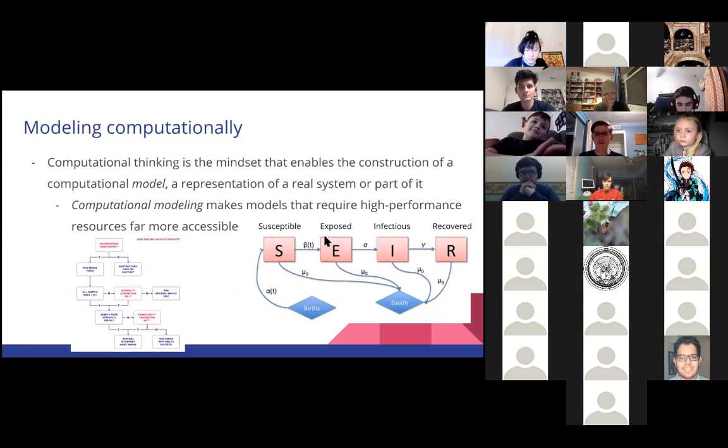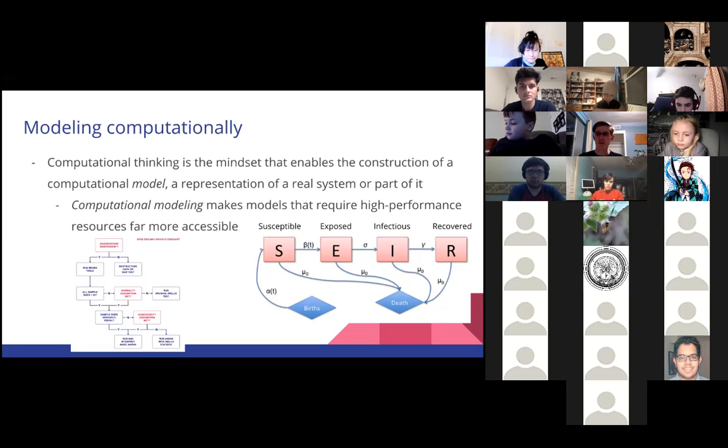So all of those logical structures that give us our conceptual model, in turn enable the construction of a computational model, a model being a representation of a real system or a part of it. Perhaps you heard that word a lot if you attended the Inspirit AI workshop. So computational modeling makes models that require high performance resources far more accessible.